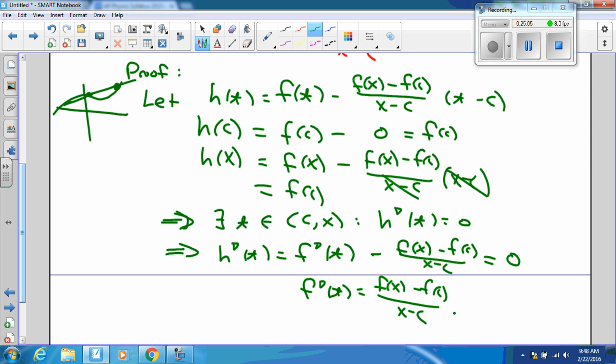The only reason I'm doing it this way is that it's going to imitate what we're about to do for our remainder here. So the key points are, this is going to be f minus the secant line. And then the second point is that my helper function h has been set up so that there is an equal value at c and x. And because of that, we appeal to Rolle. And once we appeal to Rolle and do a little bit of algebra, poof, out it comes. Does that make sense?